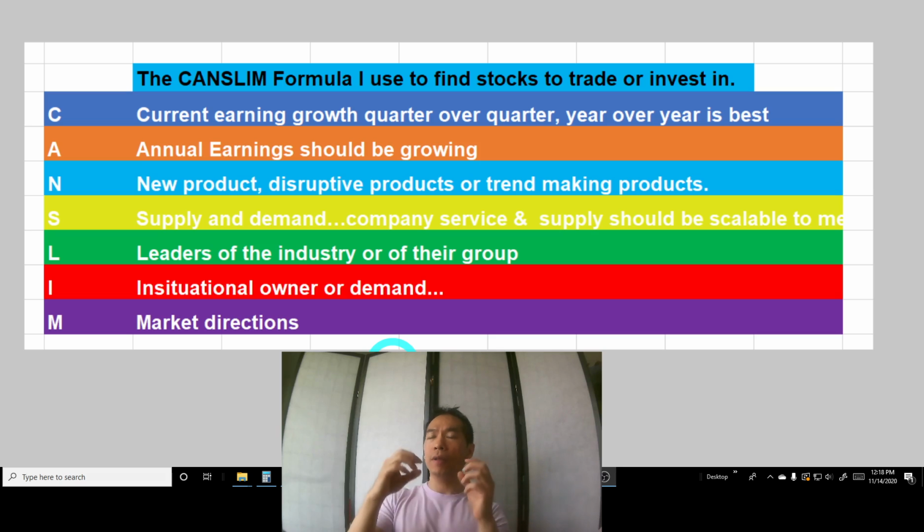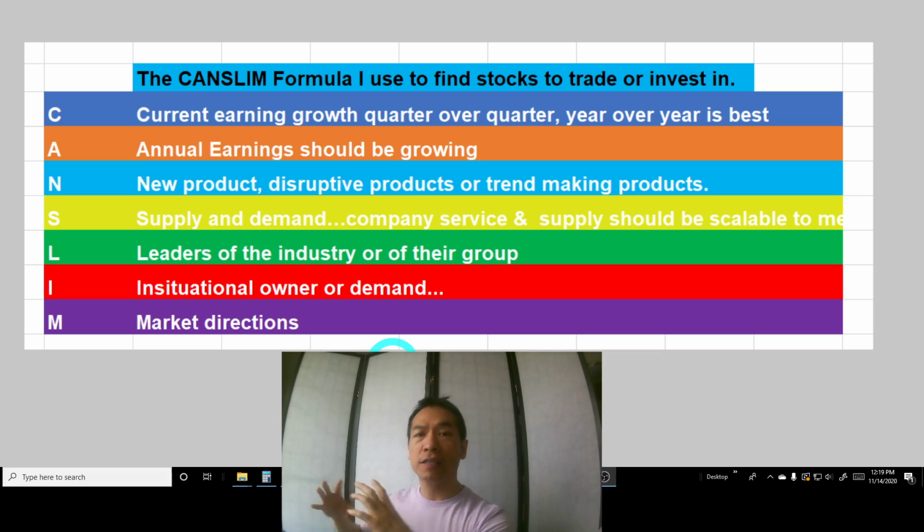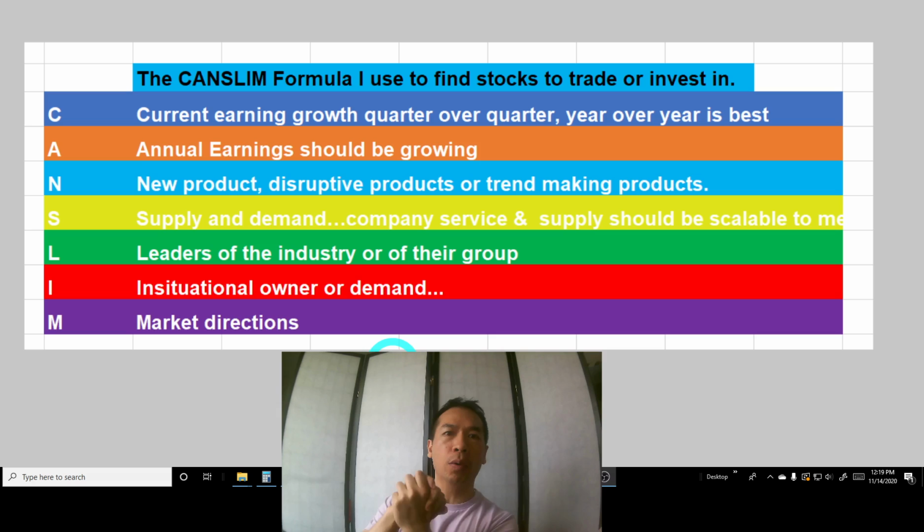Okay, so what you want is a company that has products and services that are scalable. Meaning as more and more people demand their services and products, they can actually produce the supply to meet the demand. And that's how the company can grow very fast. Now, if they have a bottleneck and can't grow, sometimes the company will go bankrupt because the demand is growing so fast and they can't meet it.